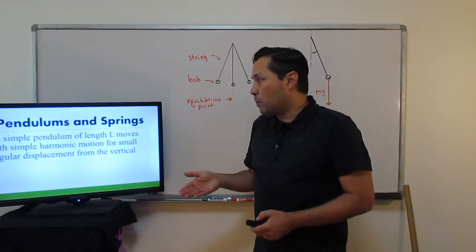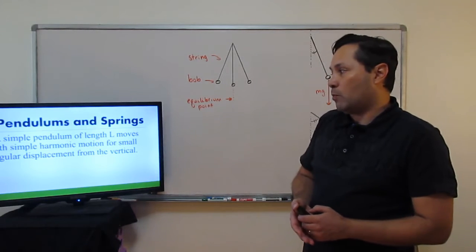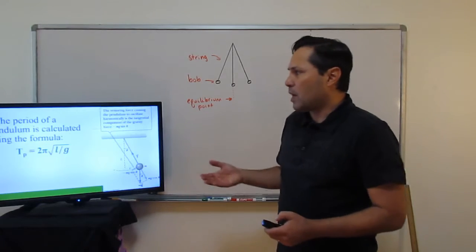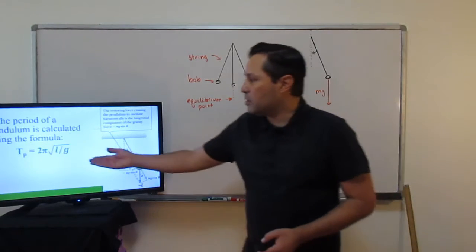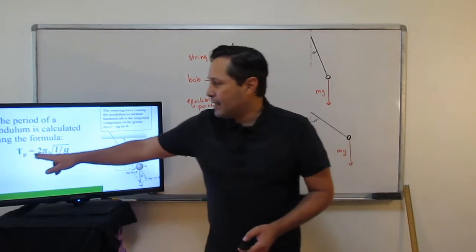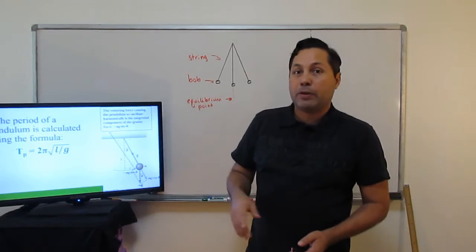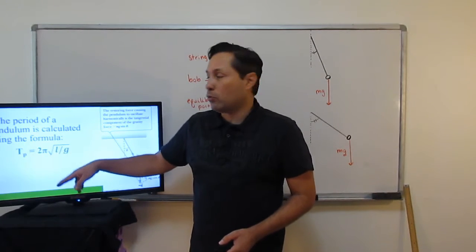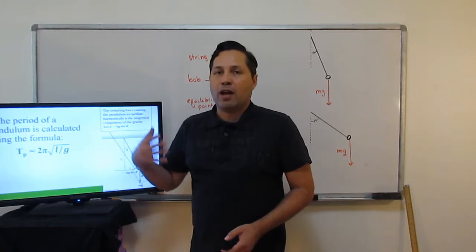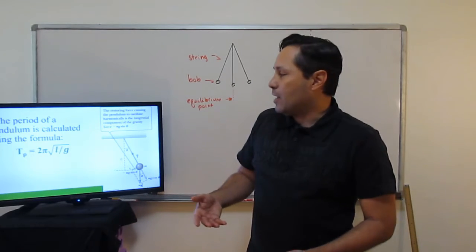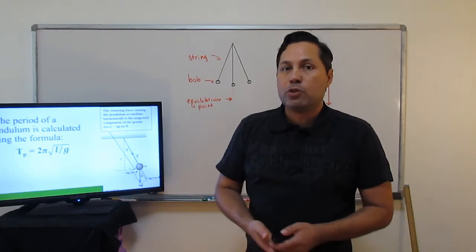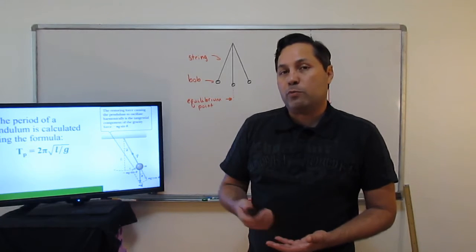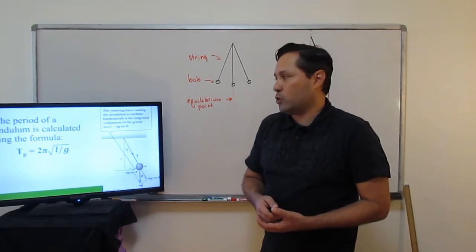A simple pendulum of length L moves with simple harmonic motion for small angular displacement from the vertical. How do you calculate the period? This is the formula for the period. In it, uppercase T is the period measured in seconds, equal to 2 times pi, multiplied times the square root of L over g, where L is the length of the pendulum and g is gravity. The length is measured in meters and gravity is 9.8 meters per second squared. For our calculations, we'll still go with 10 meters per second squared.